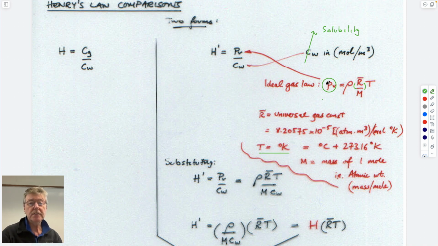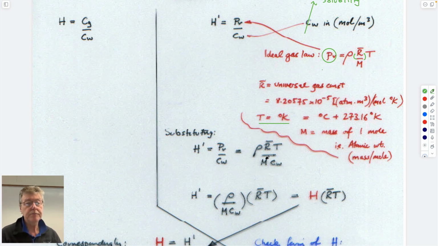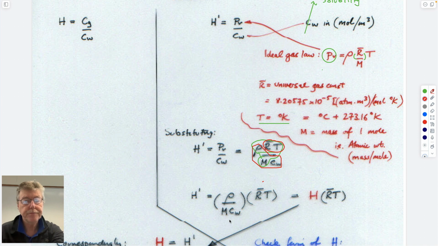So what we can do is substitute the ideal gas law for the vapor pressure here. If we do that, then we get this term here. This is the ideal gas law here, and these terms. And if we merely partition this, so we keep this term here, and we take the other terms on their own, you get this.